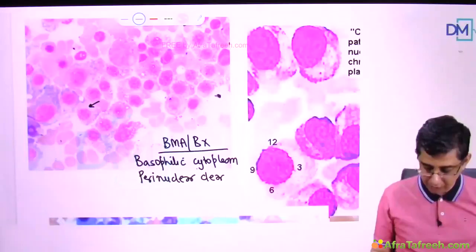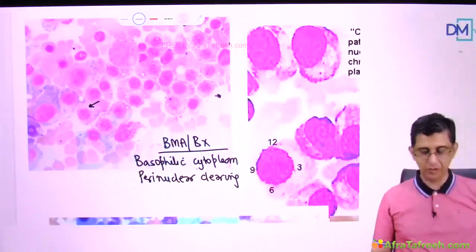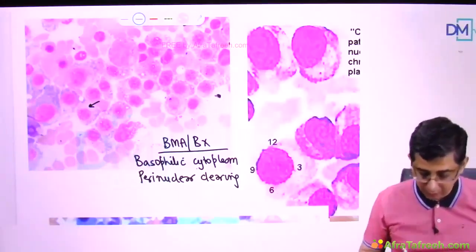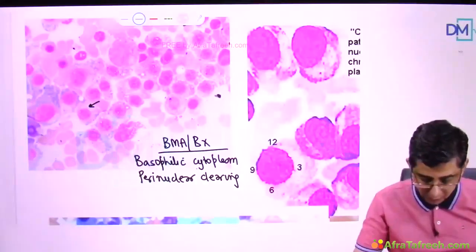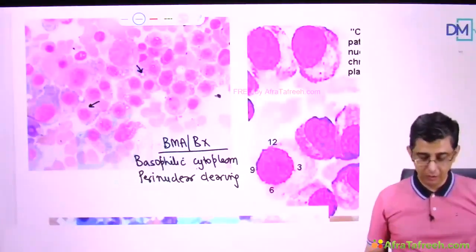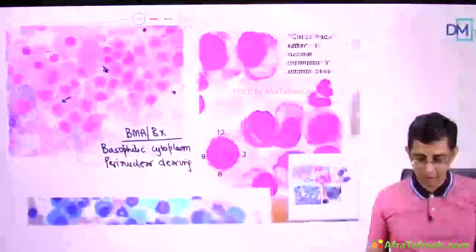So these are two features that would be noticed in myeloma cells, giant cells. In fact, you can notice some of them might be having these inclusions also, which would be called Russell bodies, which are due to the accumulation of the immunoglobulin G component in the patient.